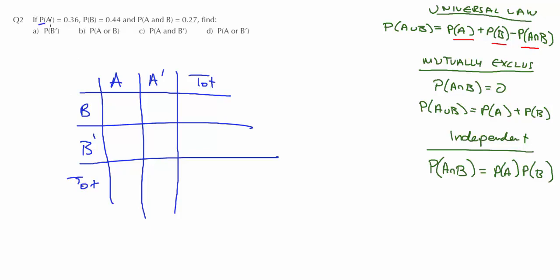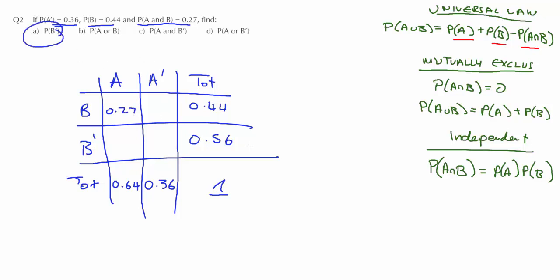Okay, so the probability that it's not A is 0.36. That's this one. So that immediately tells me what the probability of A is. The probability of B is 0.44, which makes this 0.56, and the probability of A and B is 0.27. So that's that one. What's the probability it's not B? It's that one.